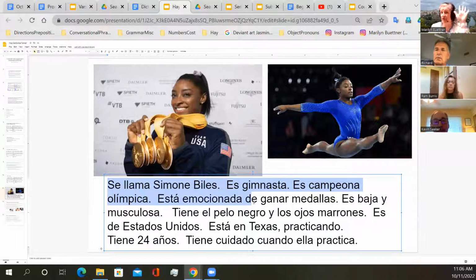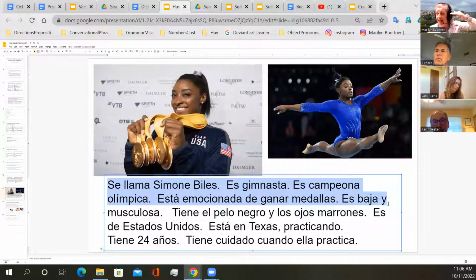Está emocionada. Está emocionada de ganar medallas. She's excited to win medals. Excited is not who she is, it's how she feels. Está emocionada de ganar medallas.